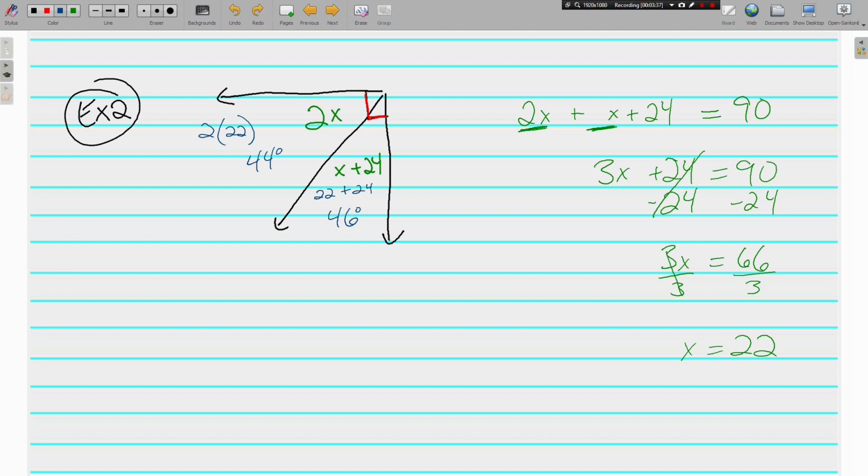Now I realize the one that's 44 degrees is drawn bigger than the one that's 46 degrees. Don't worry about that. Don't worry about what things look like. Go by what you know mathematically is true. Let's do another.